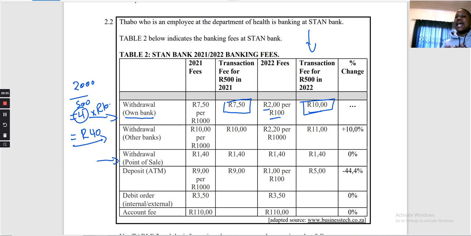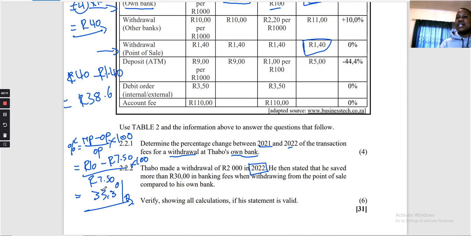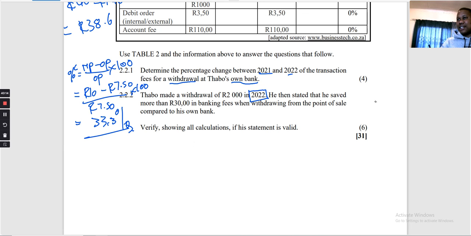But let's look at the point of sale. At the point of sale, they are not charging per amount, they are just charging per transaction. For any transaction, they charge you 1 Rand 40 cents. So let's check how much he saved. 40 Rand minus 1.40 Rand. So he has saved 38 Rand 60 cents. Is it more than 30 Rand? That is correct, it's more than 30 Rand. It means the statement is valid. Then that is the end of question number 2.